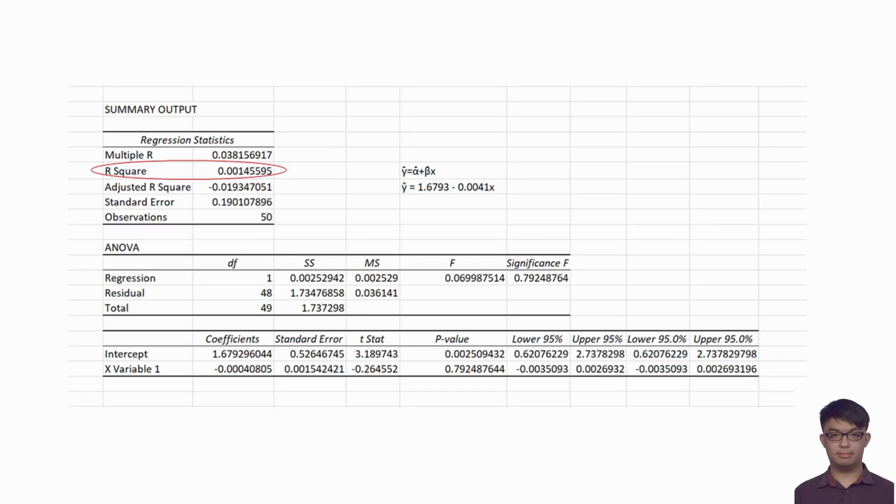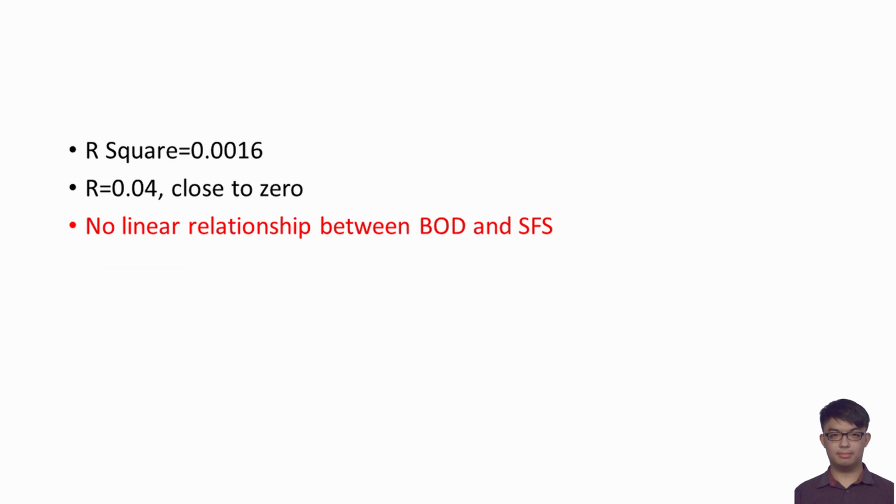For the correlation value R, we can find it in the summary output 2, which is the regression statistics R squared. R squared equals 0.0016, which means that the R value will be 0.04, which is very close to 0. This also proves that there is no linear relationship between BOD and SFS.